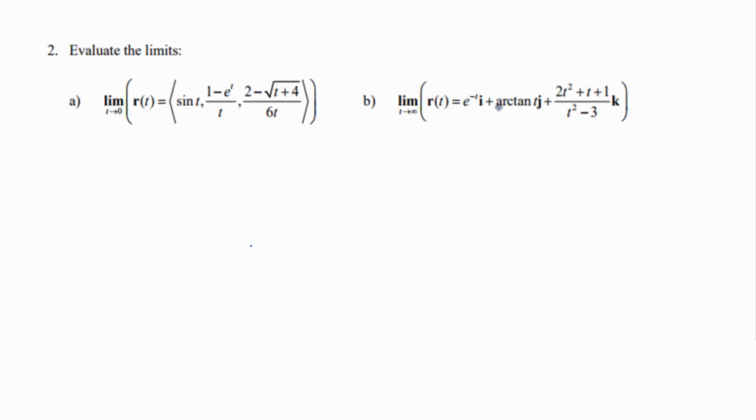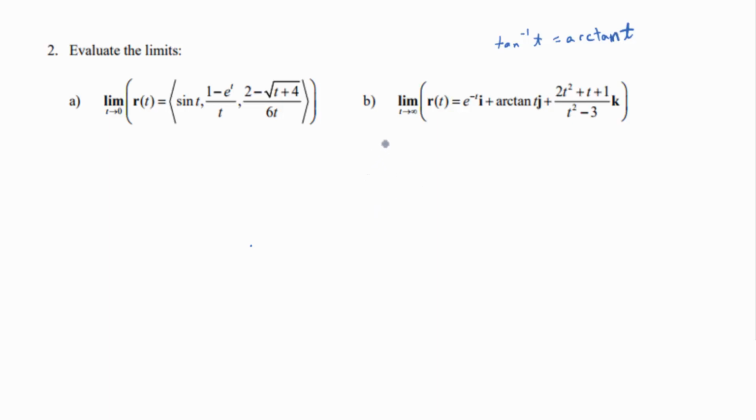Second component, arctangent. Do you know what that means? Arctangent is tangent inverse, right? Same, that's arctangent of, and then put t. Okay. And then the other one's just a rational function, 2t squared plus t plus 1 divided by t squared minus 3. So we learned last time, last week anyway, you can take the limits component by component, right?